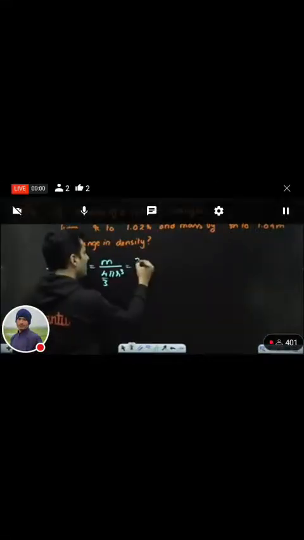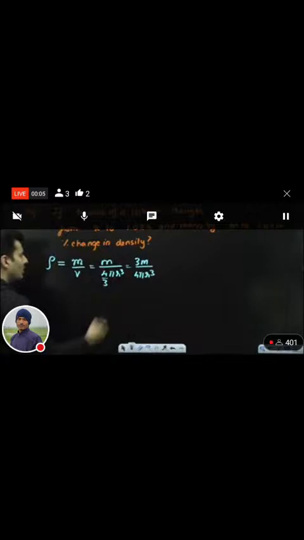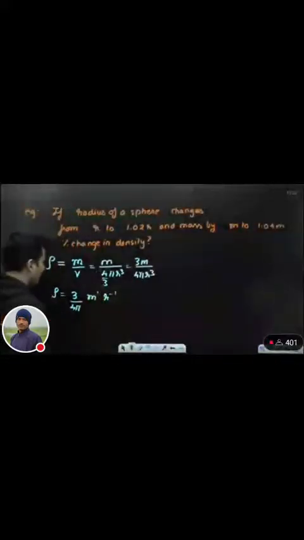Now this can be a brilliant question. Many students will make 3 on the top. So 3m divided by 4 pi r cube. So write it in the power formula. You will write it as 3 divided by 4 pi is the constant, m raised to 1, r raised to minus 3.